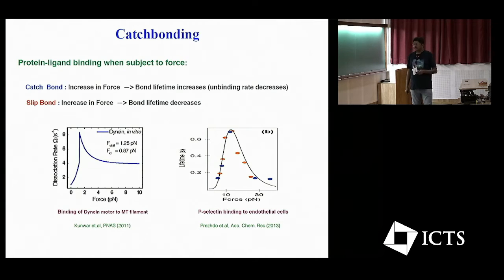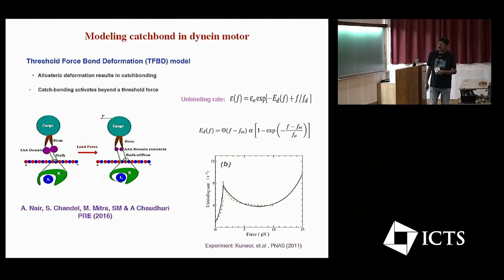In the context of biological systems, and in particular for dynein motor proteins inside the cell, this catch bonding behavior is observed. What you see here is that I plot the dissociation rate as a function of constant load force, and you see that there is a regime. Initially it behaves like a slip bond, that is, the dissociation rate increases as a function of force, and then there is a regime where it actually falls off as a function of force. There are of course other examples of this catch bond behavior that is observed in the context of biological systems.